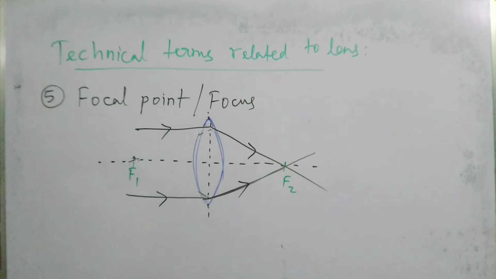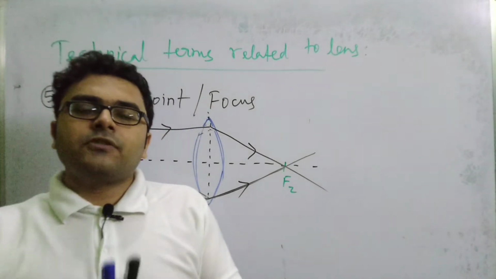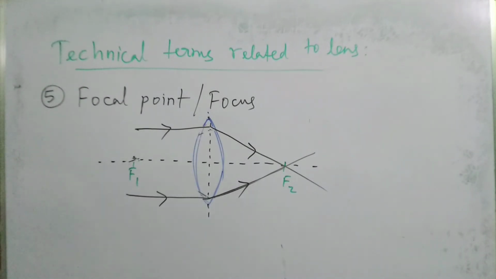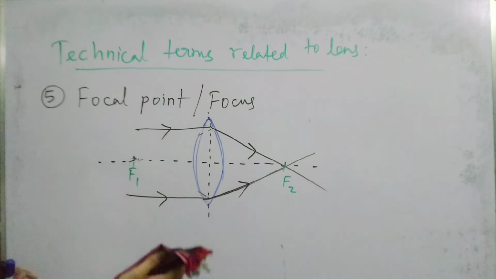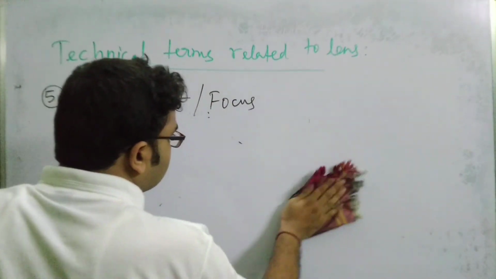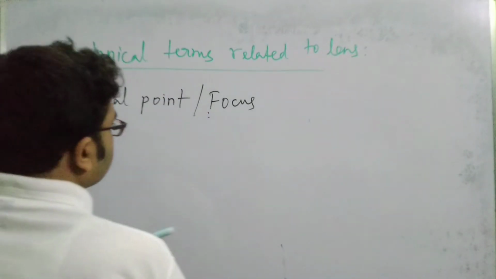So I think the definition or the basic idea for the first focus and second focus for a convex lens is clear. If it is not clear, please move back a little bit and watch once again. I think the concept will be clear. Now let us discuss the focal point for the concave lens. So for the concave lens, what happens?